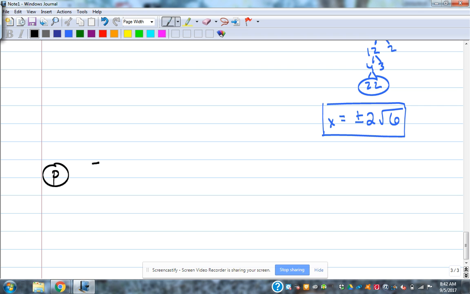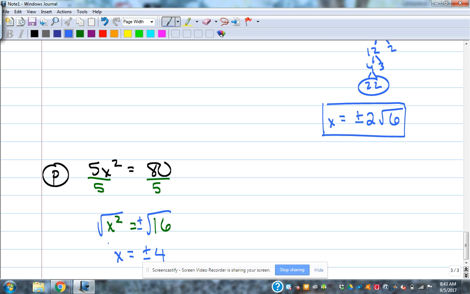Example P, 5x squared equals 80. What needs to be done to this one? Yeah, divide by 5 to get that x squared by itself. 16. Oh, that's nice because the square root of 16 is just 4, plus or minus 4. Nice answers on that one.